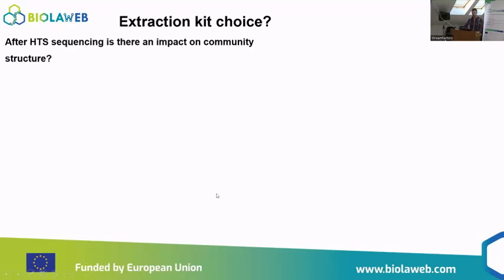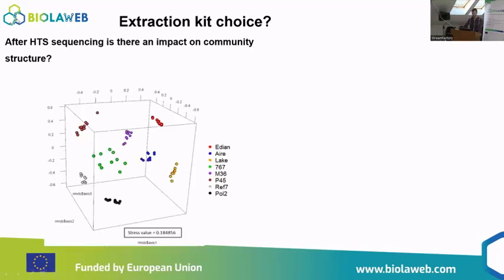Second question, after sequencing, is there an impact on community structure? So this is an MDS. Each color is a sample. So you can see that we have how many? 8 samples, 8 different colors, and each point is a different kit, and we have some replicates for each kit. So I guess, for instance, these are coming from the same kit, and there are 2 replicates.